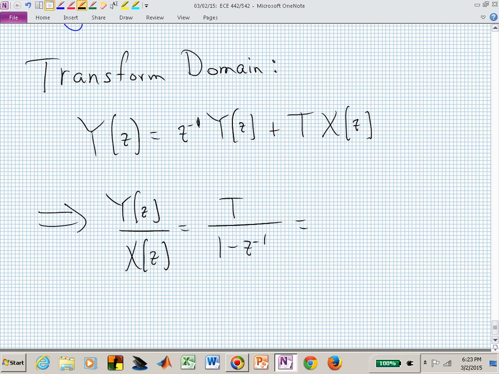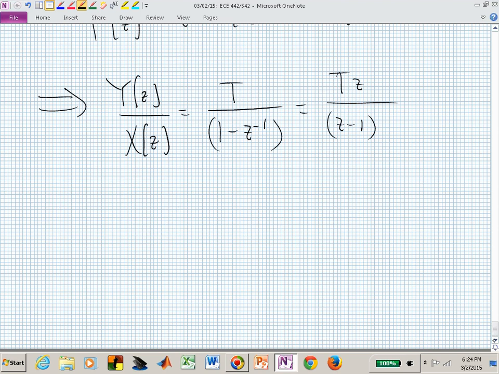That now gives us this T over 1 minus z to the minus 1. We can clean that up by multiplying both top and bottom by z, and we have now Tz over z minus 1. Again, this is consistent with integrating in the time domain. And we can again compare transforms in the frequency domain.